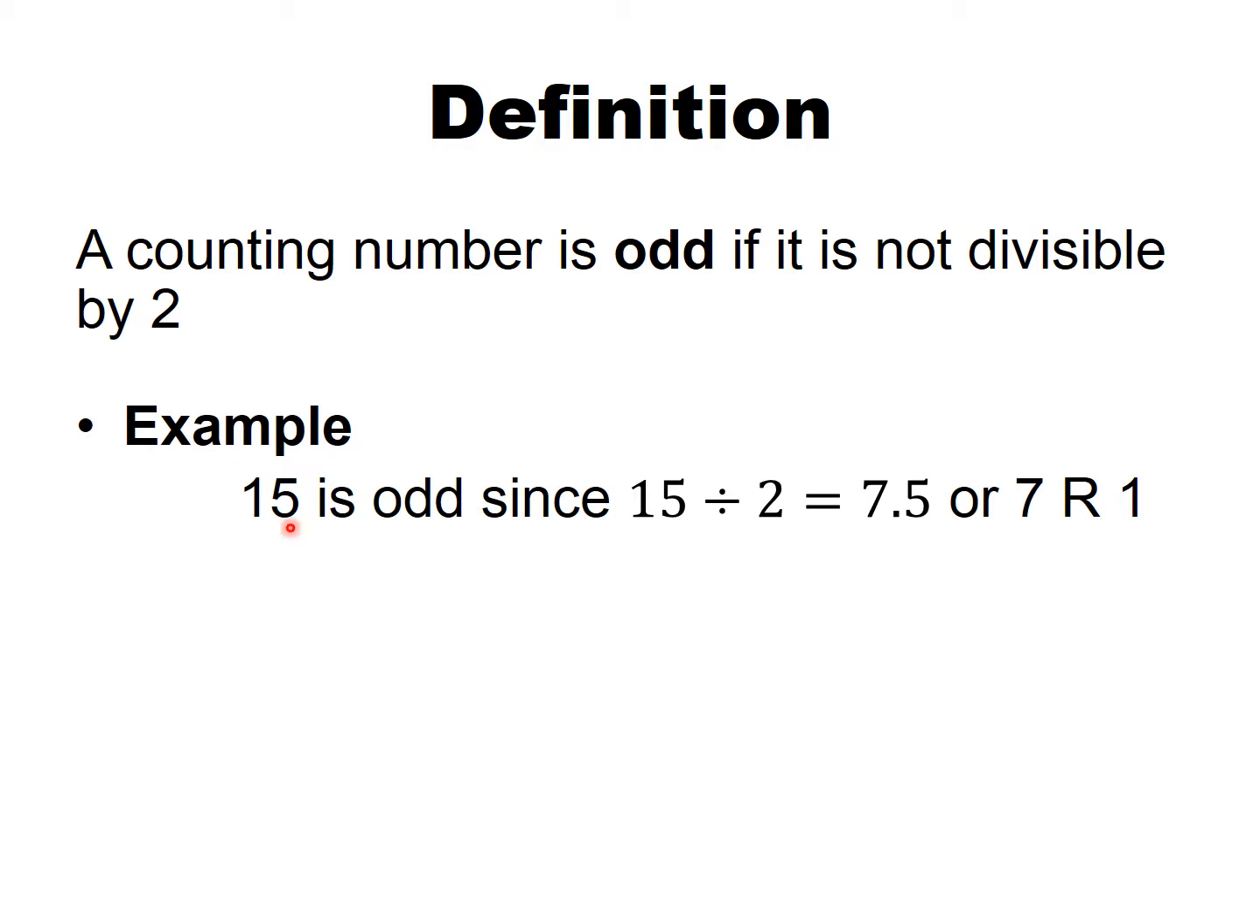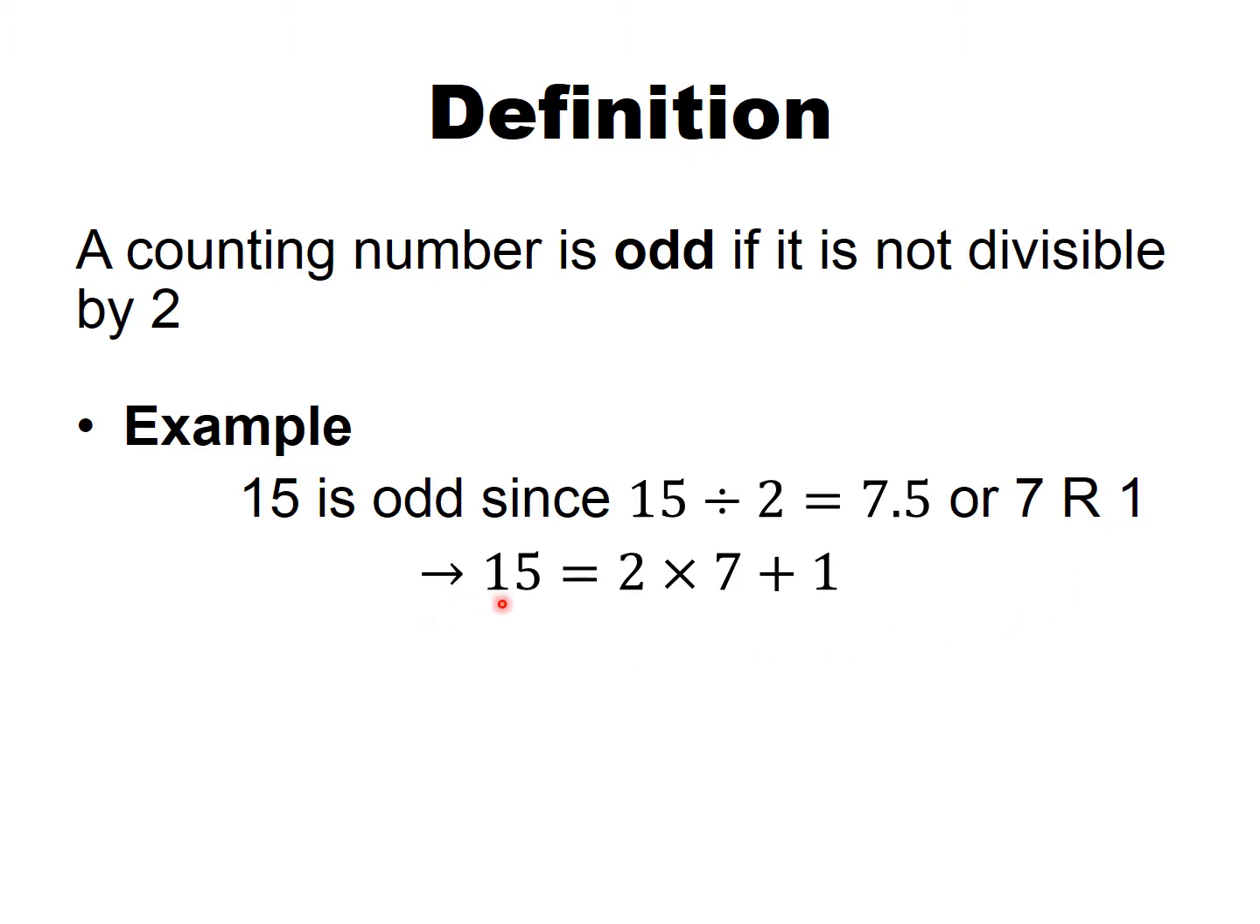Now another way I could determine that 15 is odd is by looking at the ones digit and say, well, 5 is odd, therefore 15 is odd, and that is valid. In the next section we'll see a little bit about why that method works, but right now we're just illustrating what this definition means.